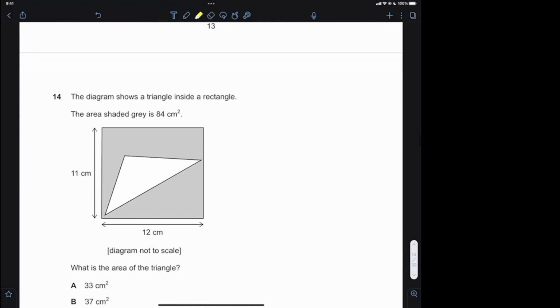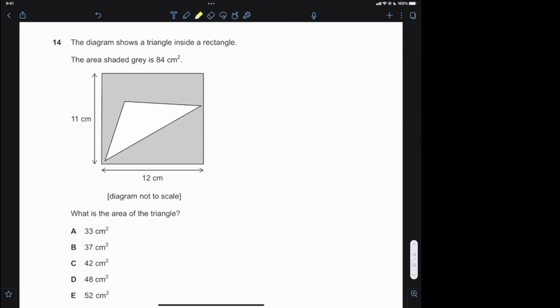Question 14. The diagram shows a triangle inside a rectangle. The area of the shaded grey area is 84 centimeters squared. What is the area of the triangle? Well, if we want to find the area of this triangle here, we can find the total area of this rectangle, right, this whole thing, and then simply minus the grey shaded area. Okay, so to find the area of the whole thing, we're going to do length times width, which is going to be 12 times 11, right? Giving us 132 square centimeters.